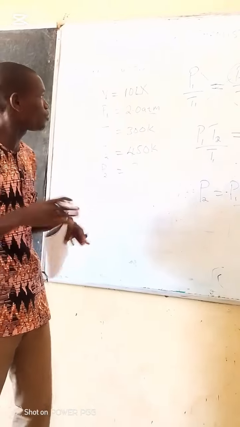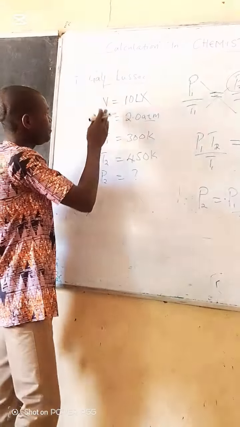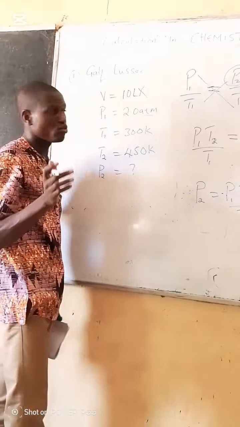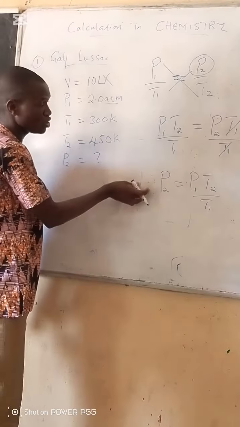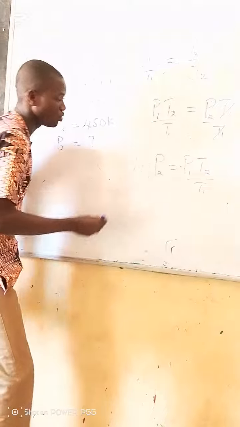Now, anytime you see a question where they are saying find pressure, just know if you only have temperature and pressure given, they are asking you a question from this law, and so the formula should come offhand. It's very simple for you to understand.